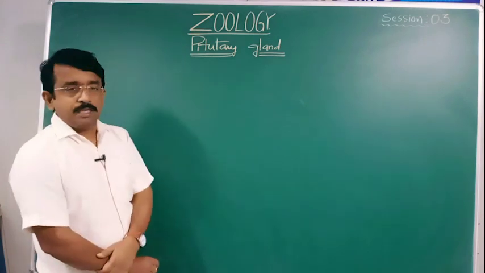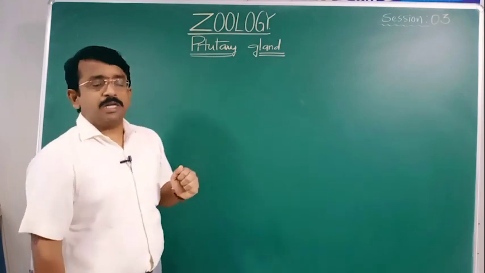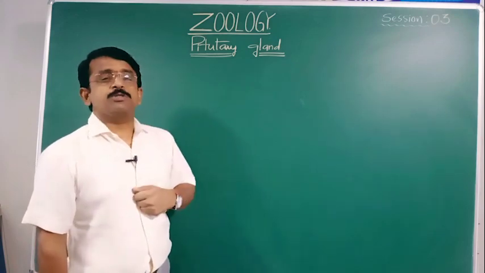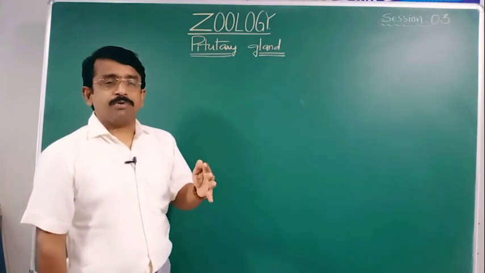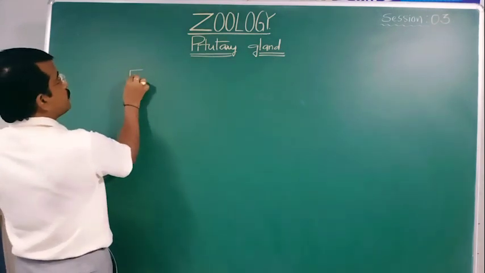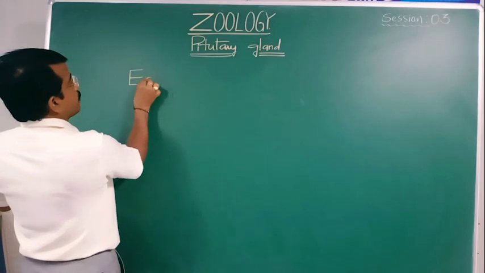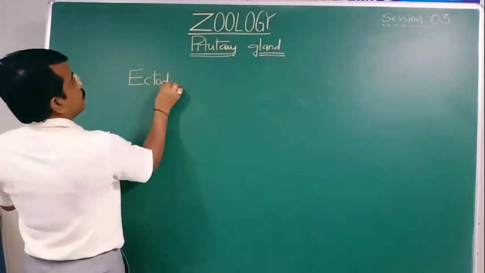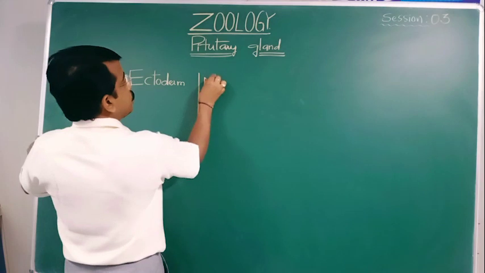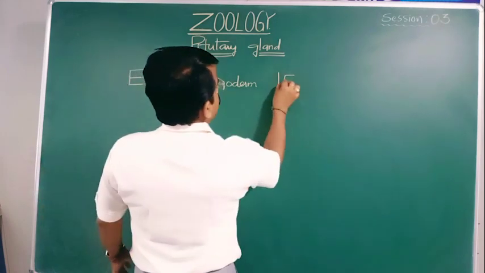Pituitary gland is ectodermal in origin. Every organ in our body is produced from the primary germinal layers. In the same way, the endocrine glands are of the three primary germinal layers in origin. Now I am going to list out the different endocrine glands and their origin from the primary germinal layers. Ectoderm, next mesoderm, and the endoderm.